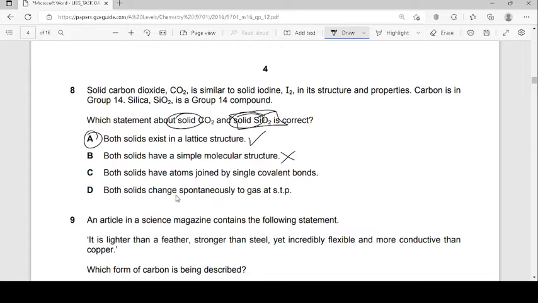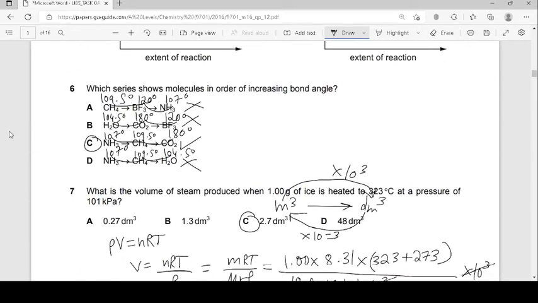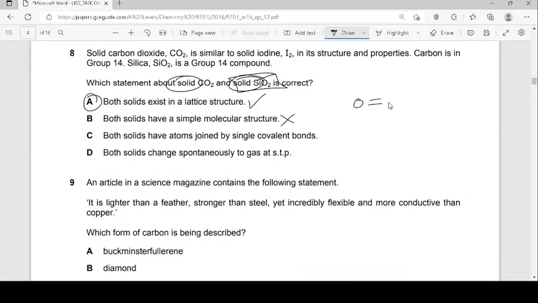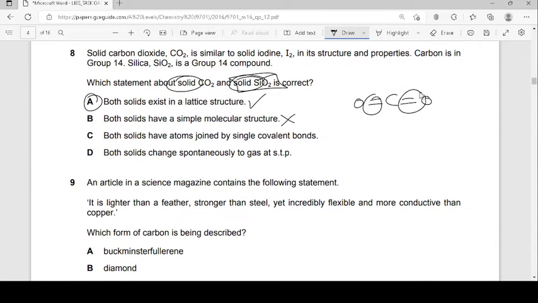And the next option, both solids have atoms joined by single covalent bonds. Well, as I recall, we did it just in the previous question. See that the structure of CO2 is O=C=O, right? So those are double bonds. So no, it's not single covalent bonds for both solids.